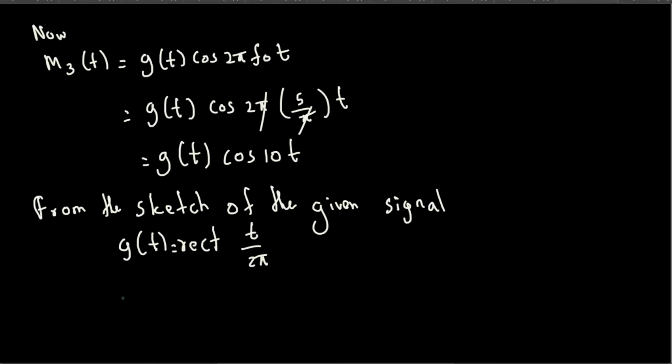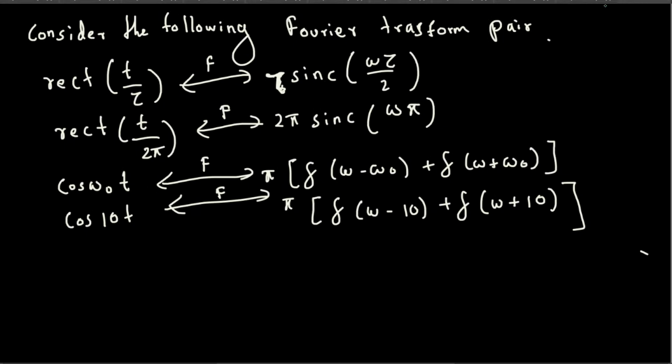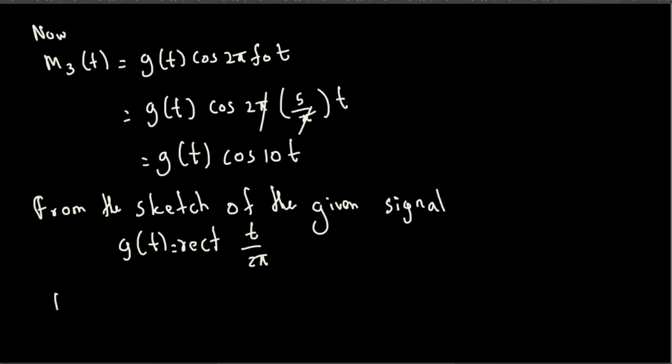I had to express one more thing, that is we are multiplying these two, right? I don't know, did I express that? No. So let's do that here. m3 of t is the multiplication of this rect of t over 2 pi multiplied by cos. Another thing I had to do here is there's a shift as well. There's a shift of 2 pi.